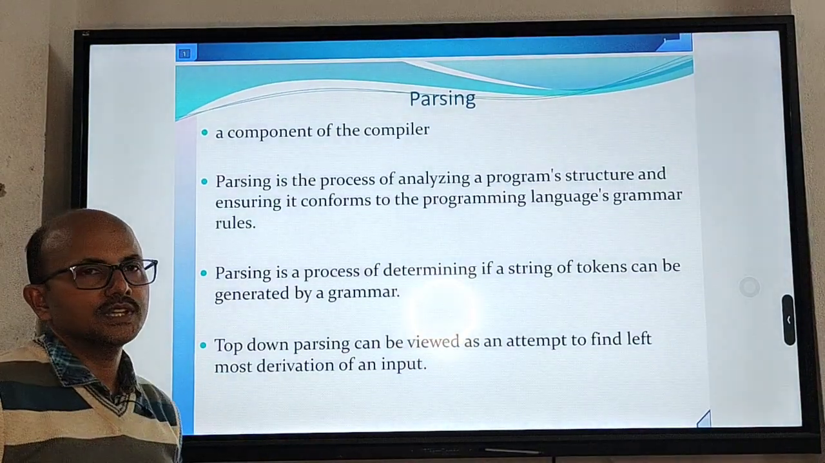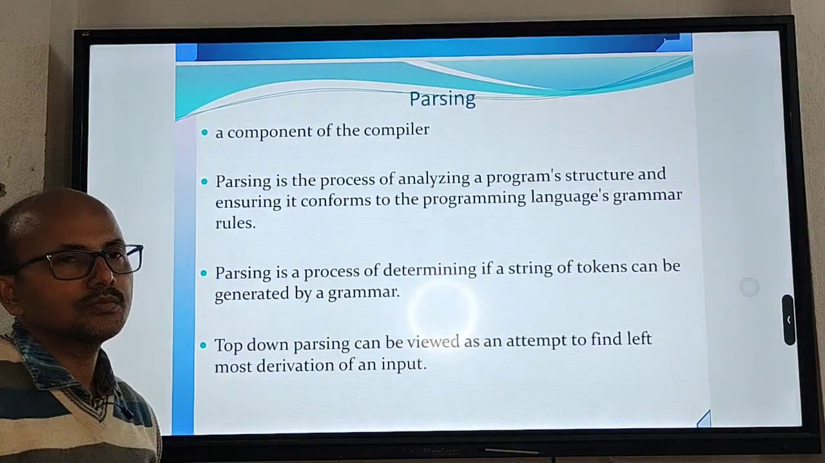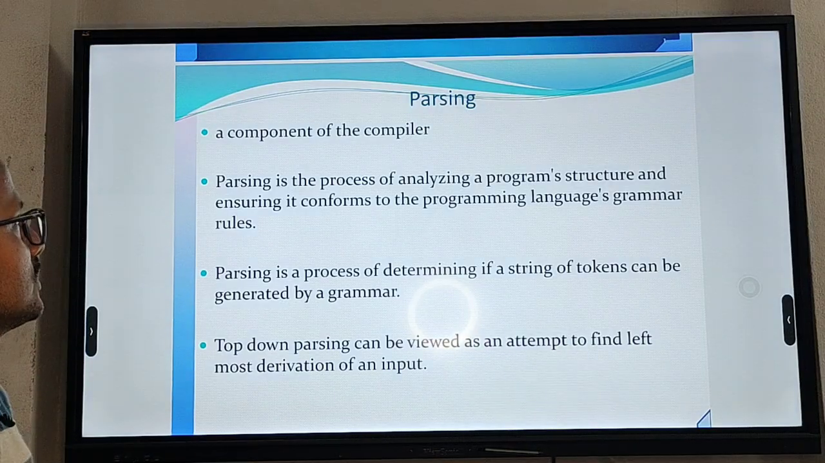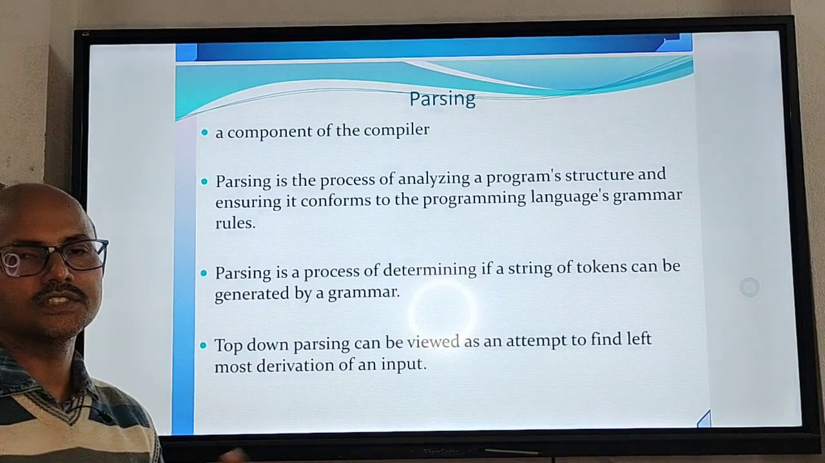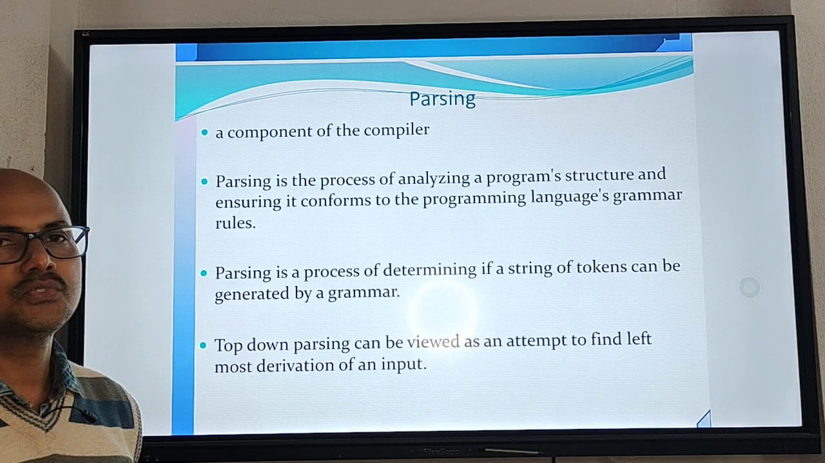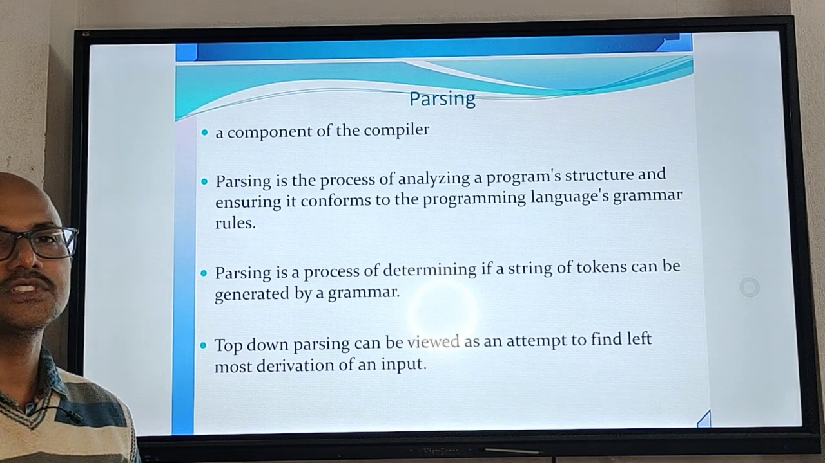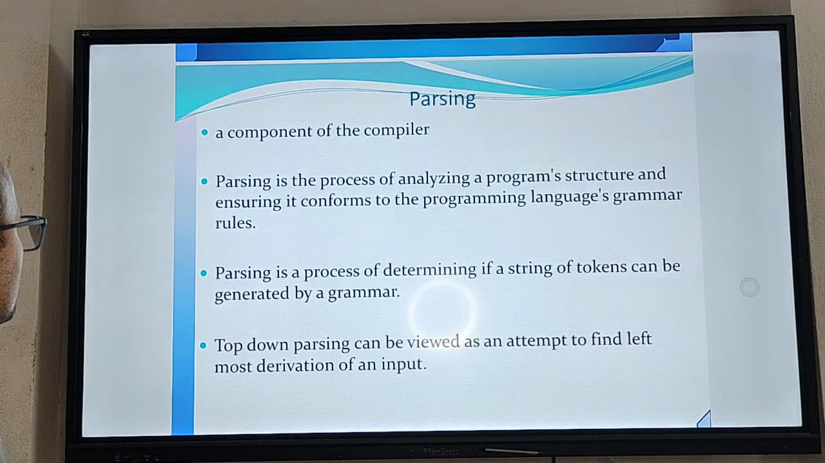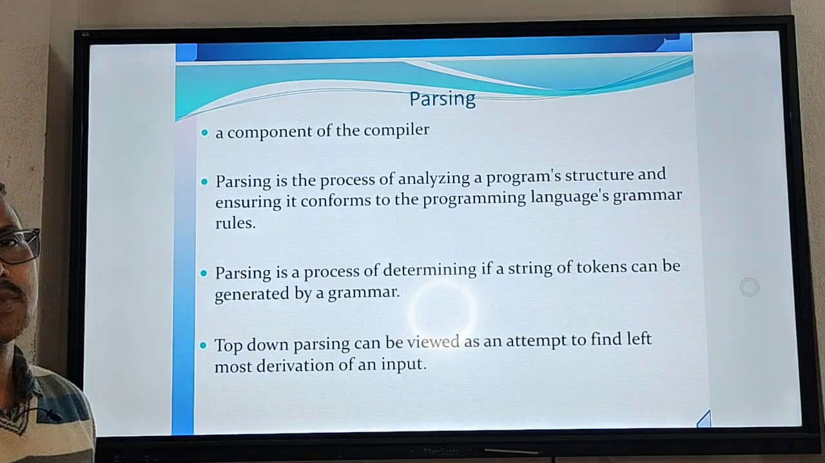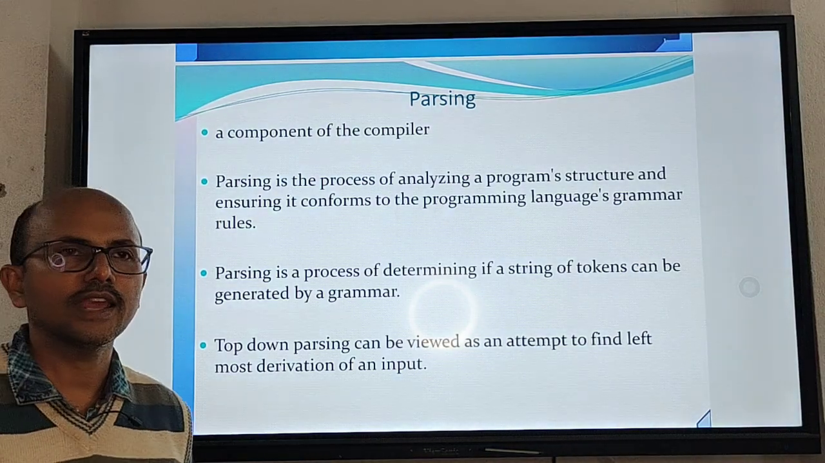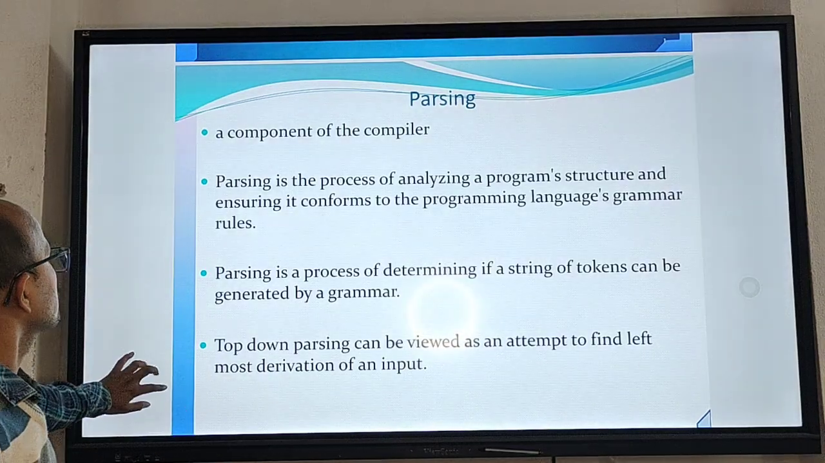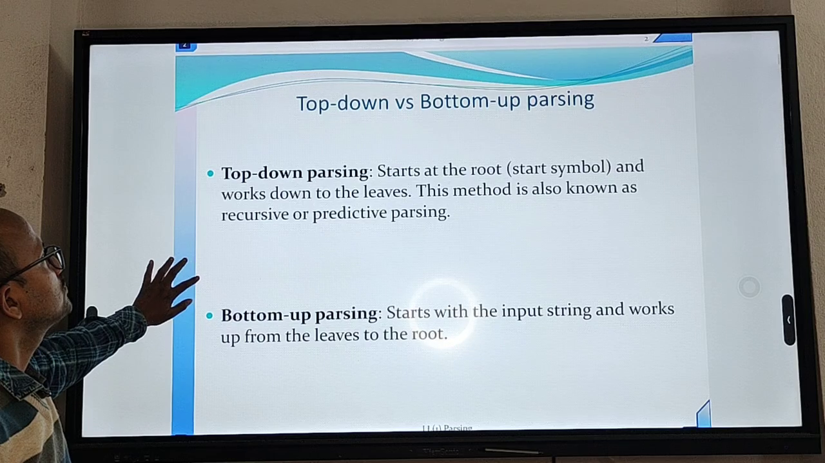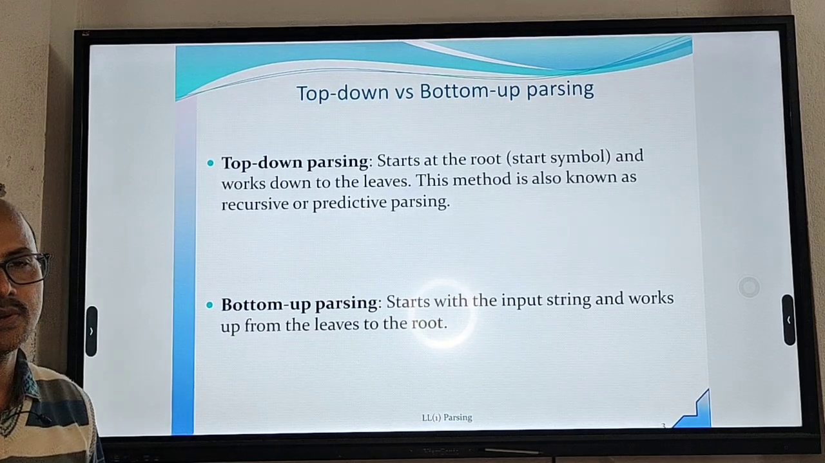Parsing is basically a part of the compiler, and parsing is used to check whether a program is written as per the grammar of the production rules. Parsing may be of two types, the top down parser and the bottom up parser. Now let us come to top down versus bottom up parsing.